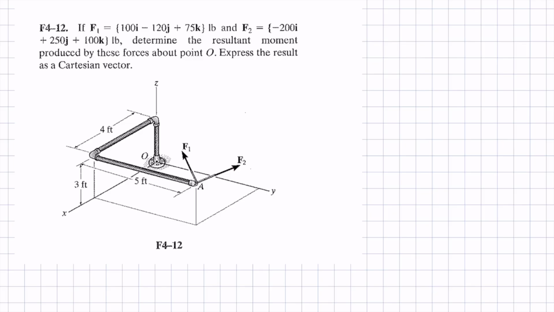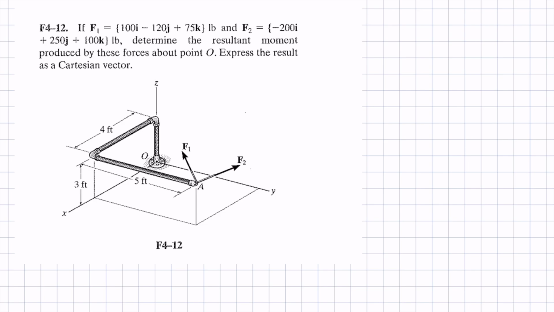F4.12. Let's look at this example. Now, this is an example that we can actually make easier to do. It gives us two forces, both acting at point A, and it says determine the resultant moment produced by these forces around point O, and express the result as a Cartesian vector, which is in terms of ijk.